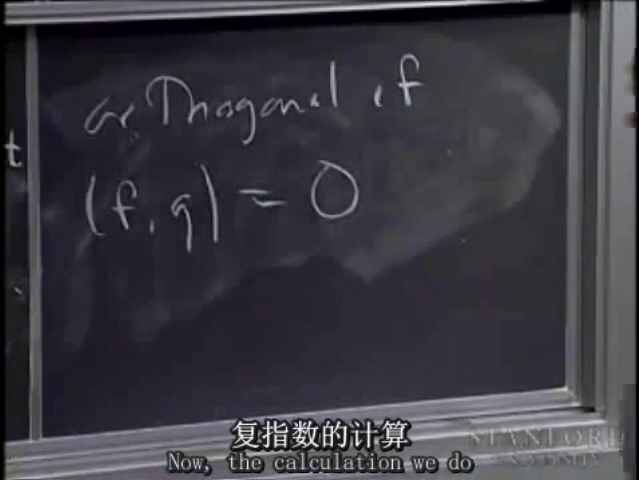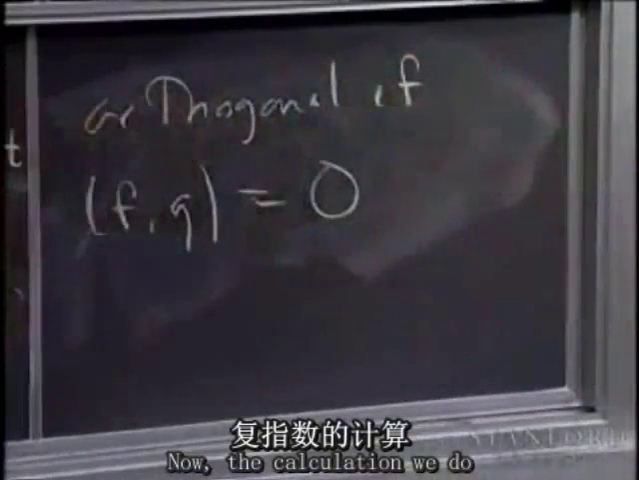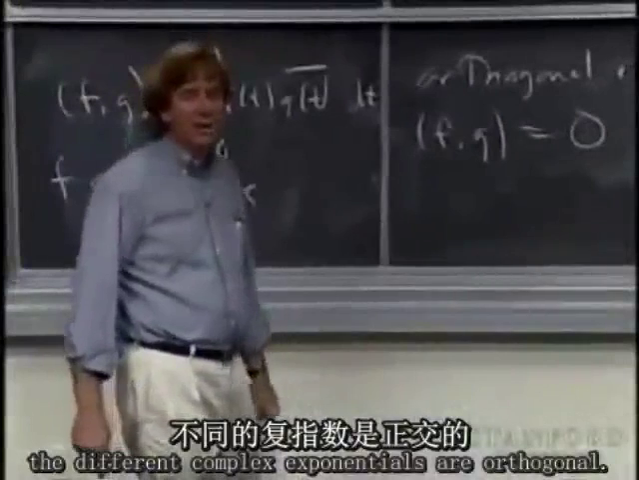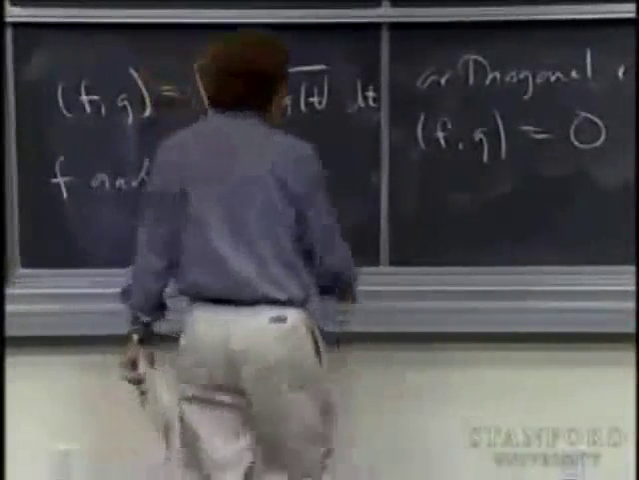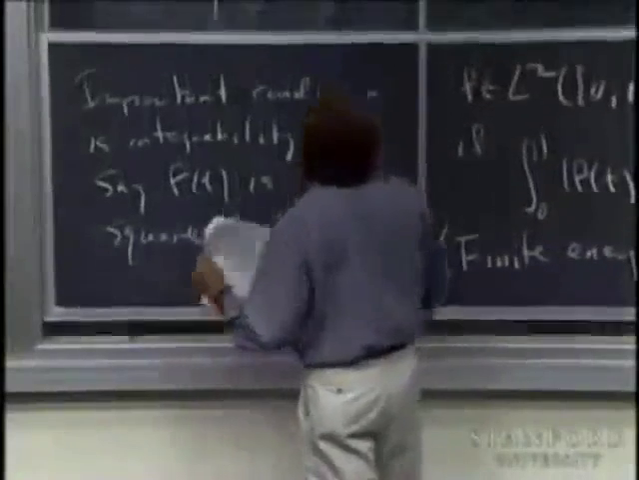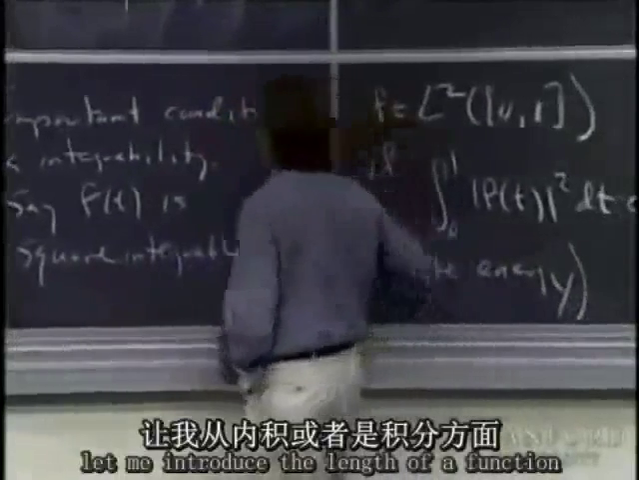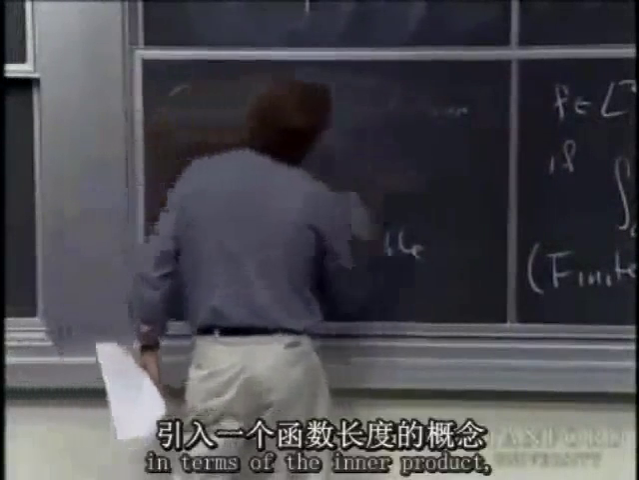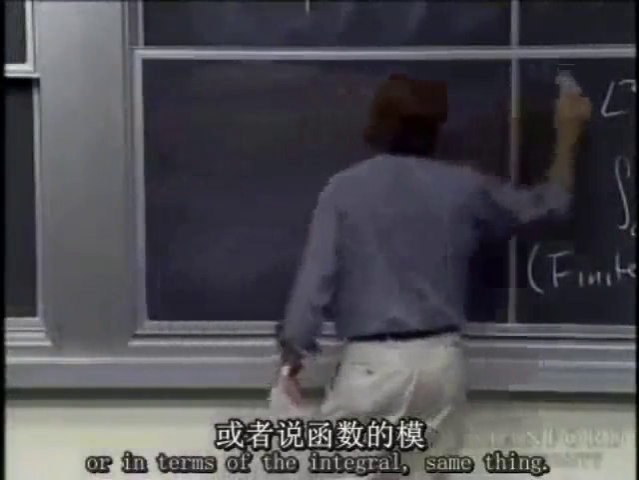Now, the calculation we did with the complex exponentials shows exactly that different complex exponentials are orthogonal. One more thing, actually. Let me introduce the length of a function, or the norm of a function, in terms of the inner product, or in terms of the integral, same thing.